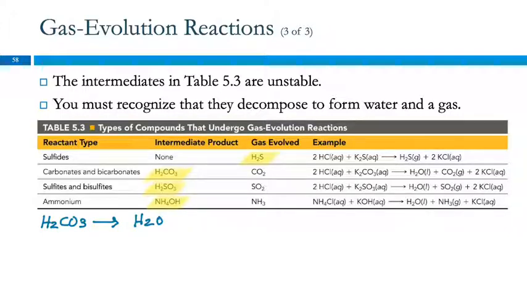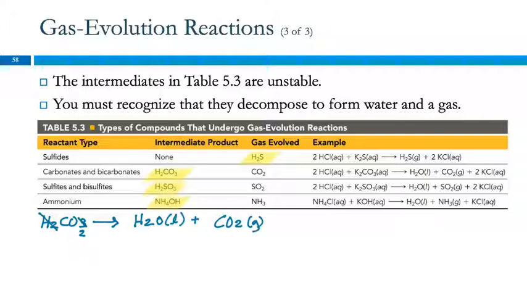This is occurring at room temperature, so the water's a liquid. And then if I have a hard time remembering what the other product is, I can look at my formula here and just remove 2 hydrogens and an oxygen. So there's the 2 hydrogens, and I remove one of the oxygens, and what I have left is CO2. So that's the other product. And CO2 is a gas.